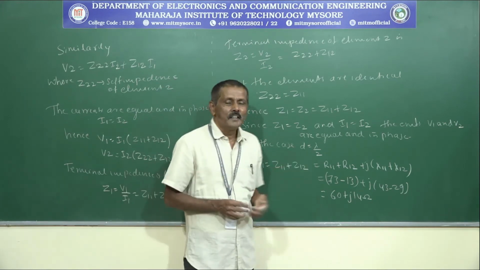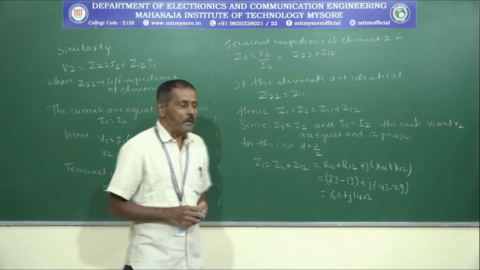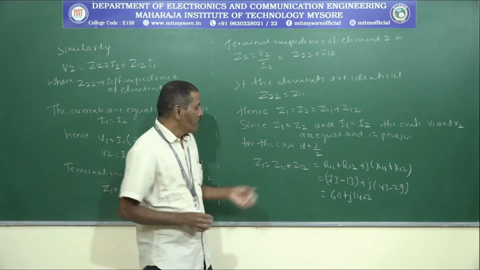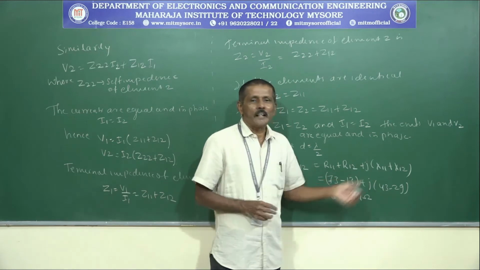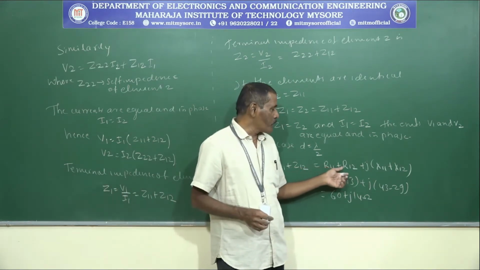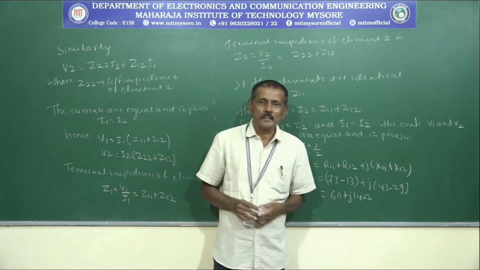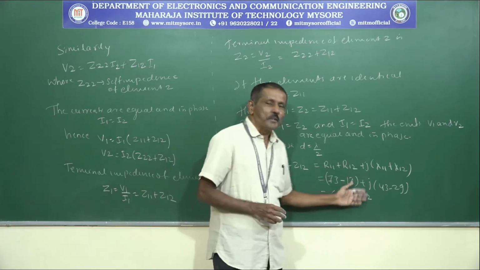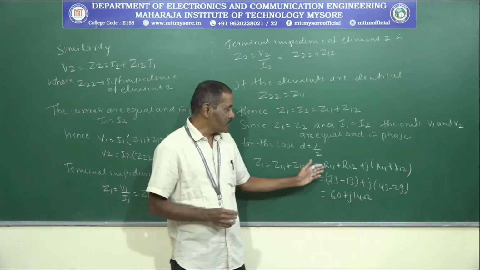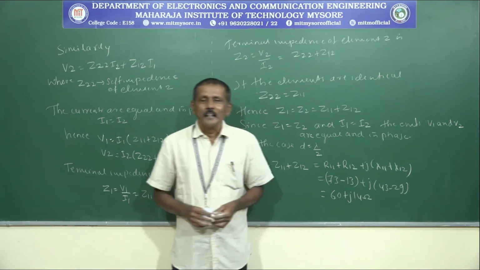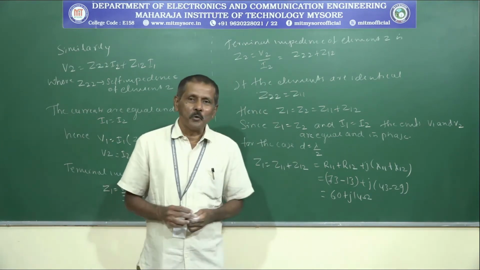And for the case d equal to lambda by 2, Z1 equal to Z11 plus Z12. So these impedances I can write in terms of resistances and reactances. This is equal to R11 plus R12 plus j(X11 plus X12). And if I substitute the standard values of these resistances and reactances, it comes to be around 60 plus j14 ohms.